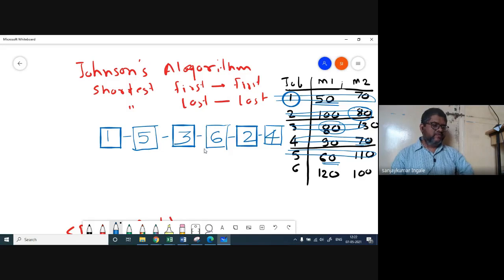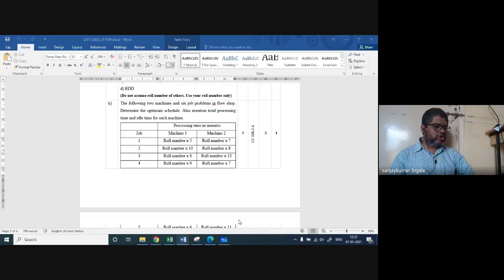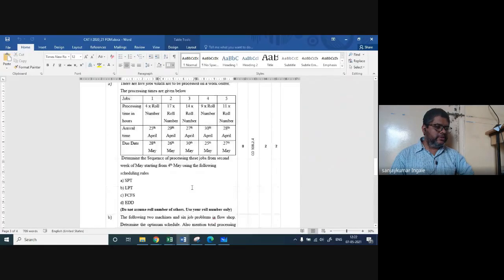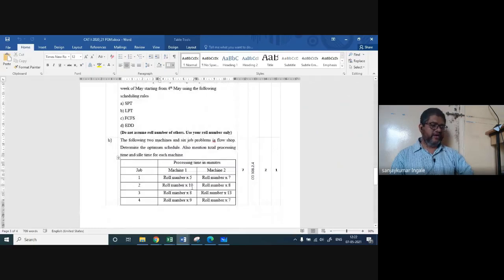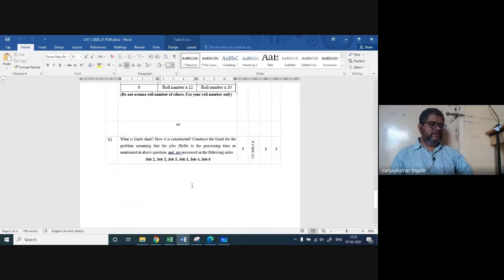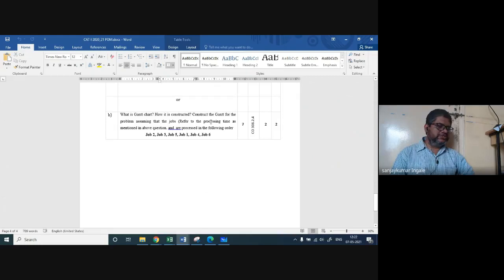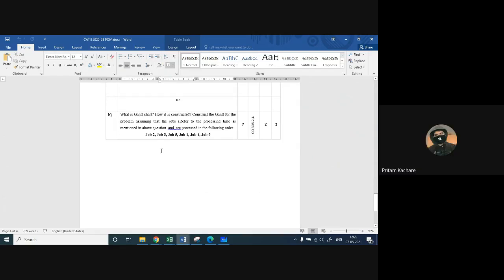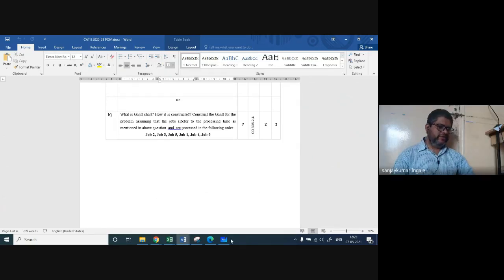So this is what was the answer for question number 2B. Okay. And finally in 2C, what is given is you were asked to construct a Gantt chart. And then the order is given here. As per this order, you were supposed to prepare. So someone note down this order first. Note down this order. Noted? Yes, sir. Okay. Now we'll go back to this.